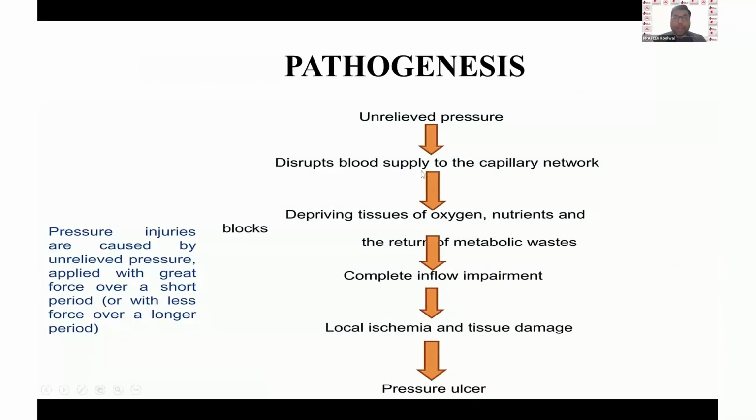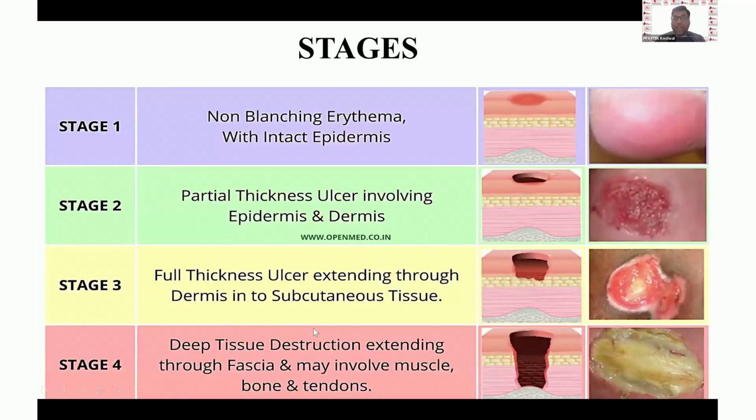So, pathogenesis: unrelieved pressure disrupts the blood supply to the capillary network, depriving the tissue of oxygen and nutrients, and blocks the return of metabolic waste. So, if you give pressure more than that required, it will disrupt the blood supply. The blood supply gets disrupted, the tissue gets deprived of oxygen and nutrients, and the return of metabolic waste is blocked. Complete inflow impairment and local ischemia lead to the pressure ulcer.